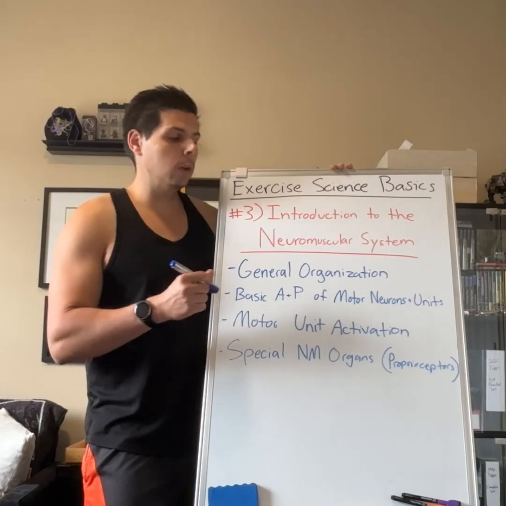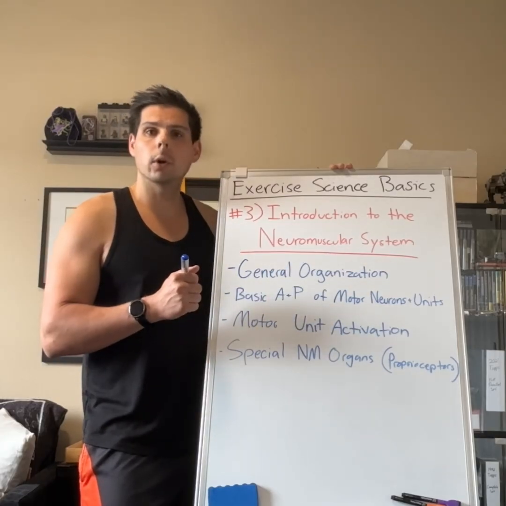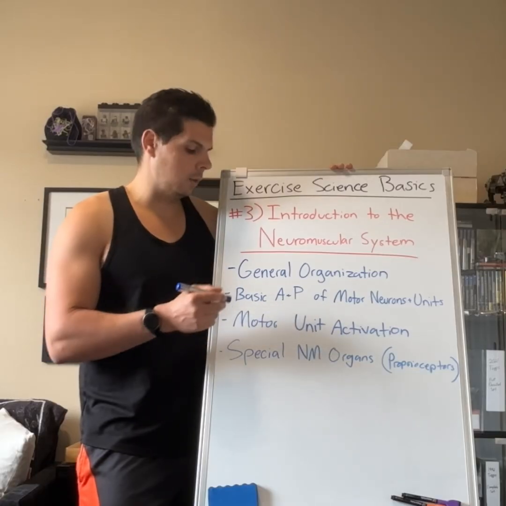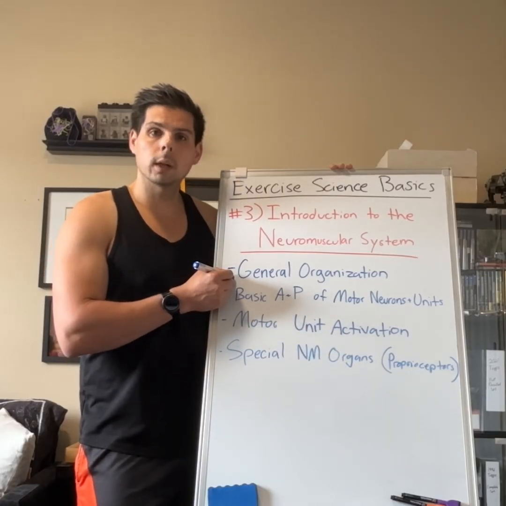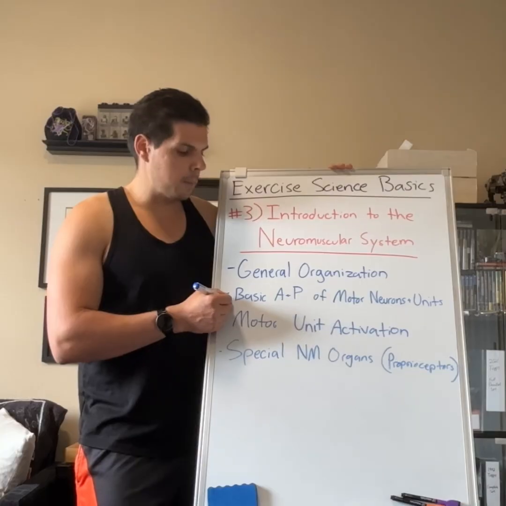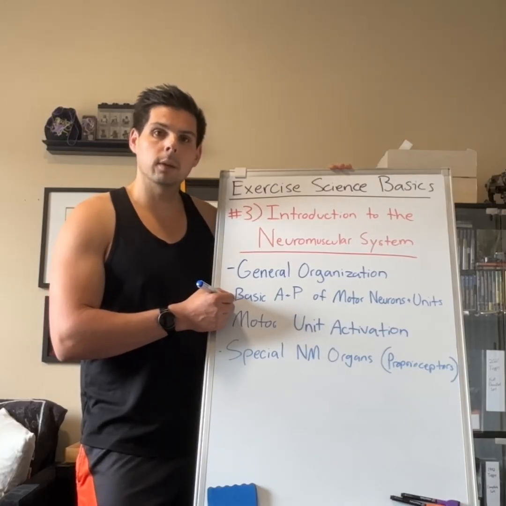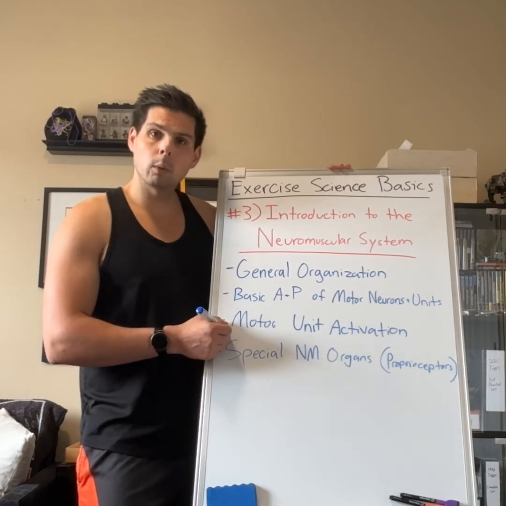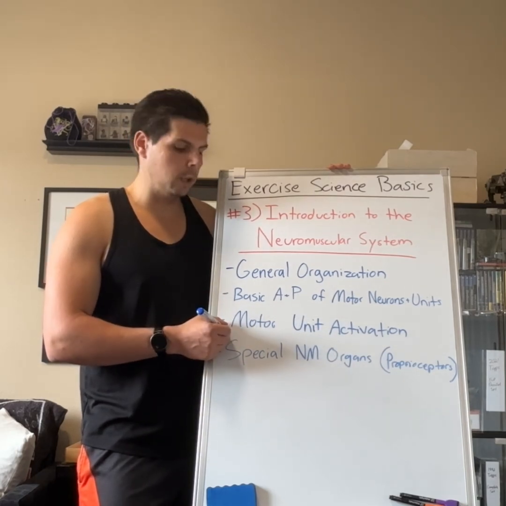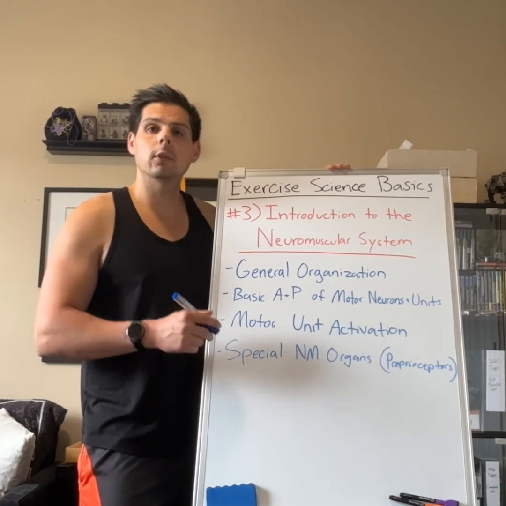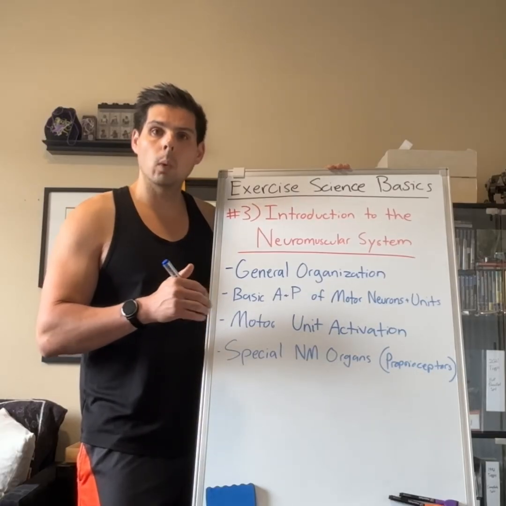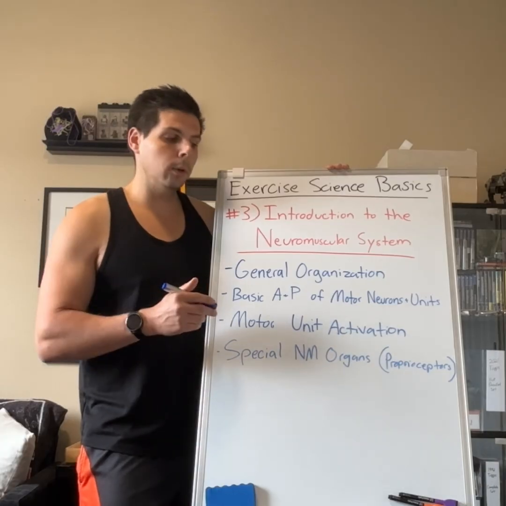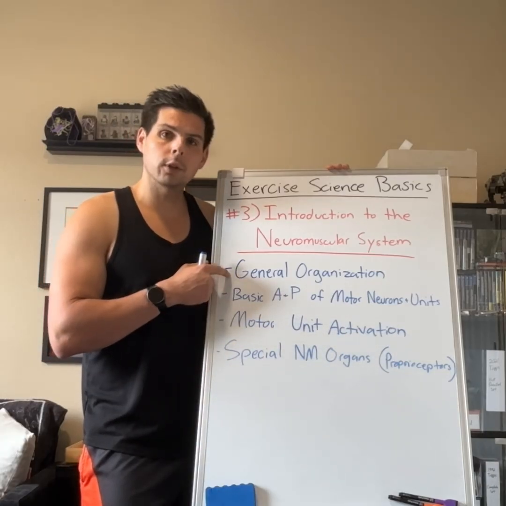Today's entry into the video series is going to be the introduction to the neuromuscular system, and the way we're going to break down that topic for today's video is going to be going over the general organization of the nervous system. From there, we're going to move on to the basic anatomy and physiology of motor neurons and motor units. From there, we'll talk about motor unit activation, and then we will finish up on a conversation about two neuromuscular special organs that fall into a category called proprioceptors. So without further ado, let's get started with the general organization of the nervous system.